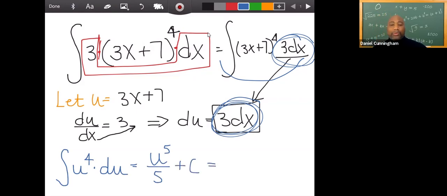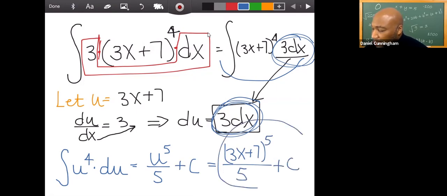And then we substitute in what u is. u again is 3x plus 7, so it's (3x plus 7) to the 5th divided by 5 plus c. And then that will be our final answer. Again, it's plus c because it's an indefinite integral.